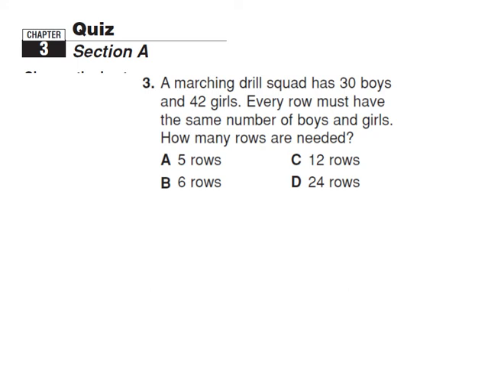This is the review for Chapter 3, and you'll encounter a problem like this. This is from the practice quiz, Section A. We have 30 boys and 42 girls in the marching drill squad. Each row must have the same number of boys to girls. How many rows are needed?